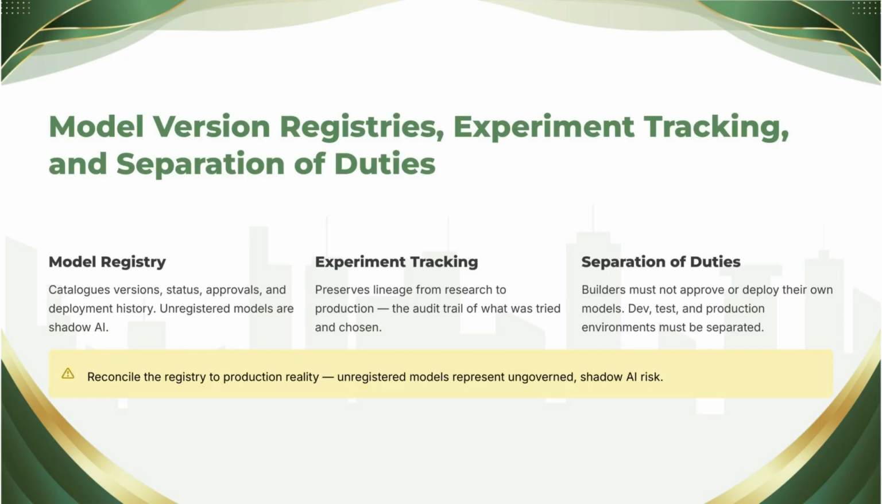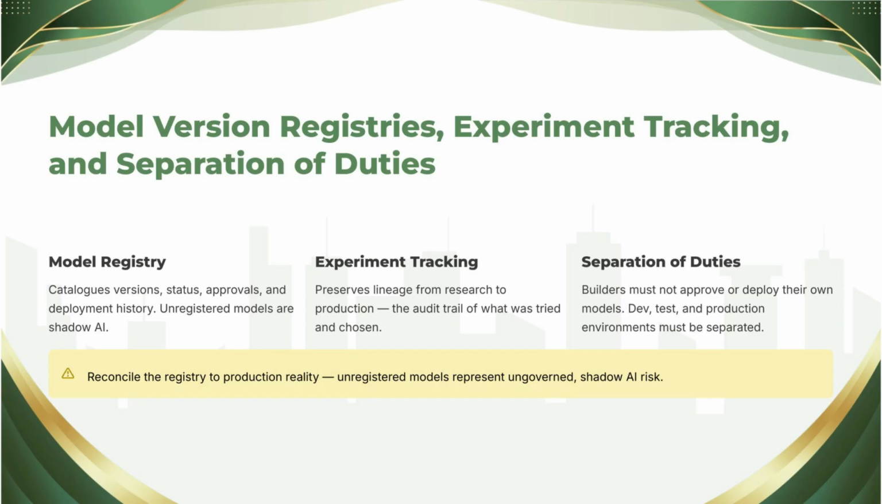Let's equip you with 3 operational controls that mature AI shops run and immature ones improvise: model registries, experiment tracking, and separation of duties. Together, they answer 3 innocent-sounding questions that collapse weak organizations. What's running? How did we get here? And who's allowed to do what?